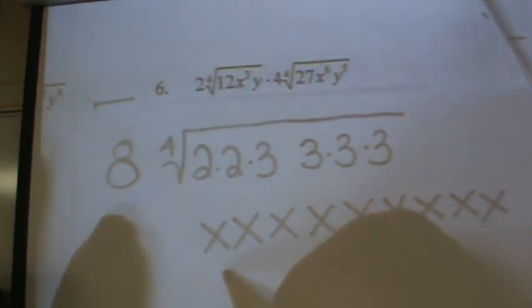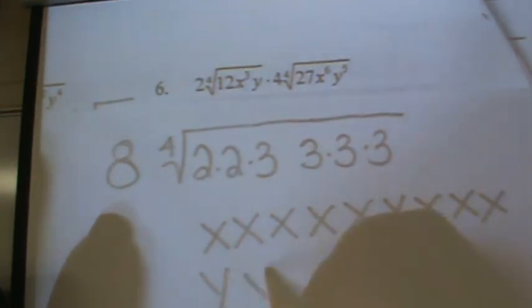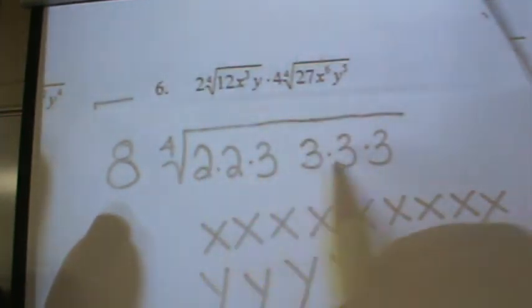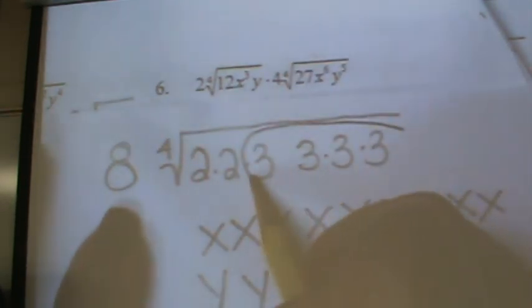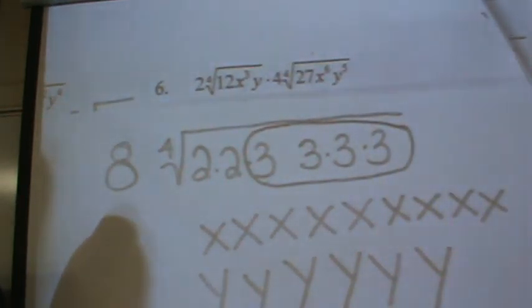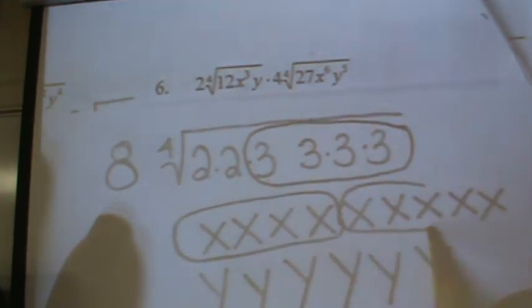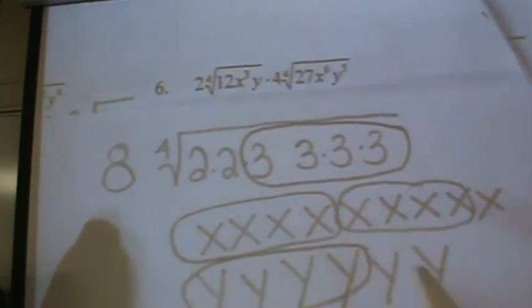How many y's do you have? 1, 2, 3, 4, 5, 6. So how many of a kind am I looking for? 4. Okay, and we already heard someone say we have 4 threes. What else do you have 4 of? Okay, so what comes out?